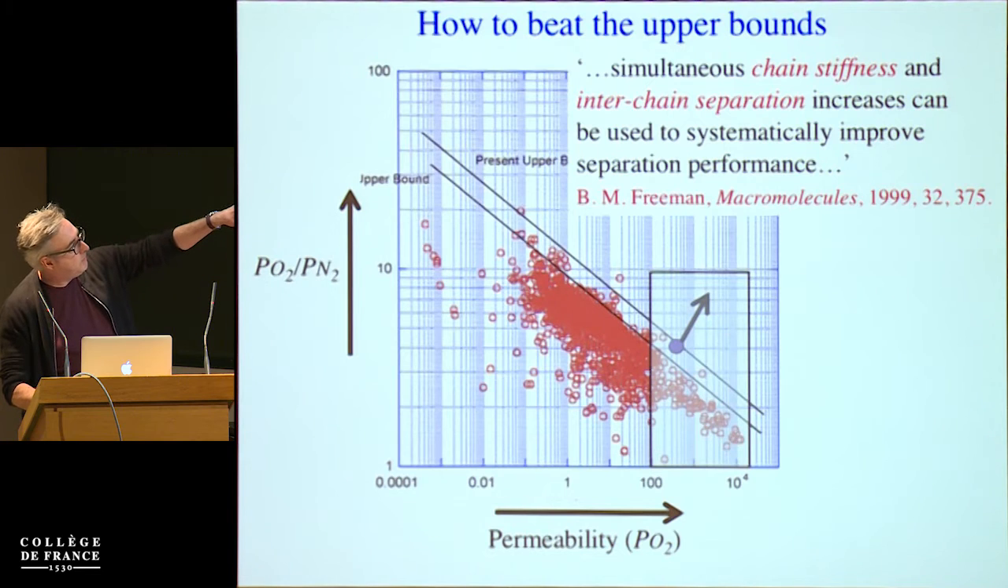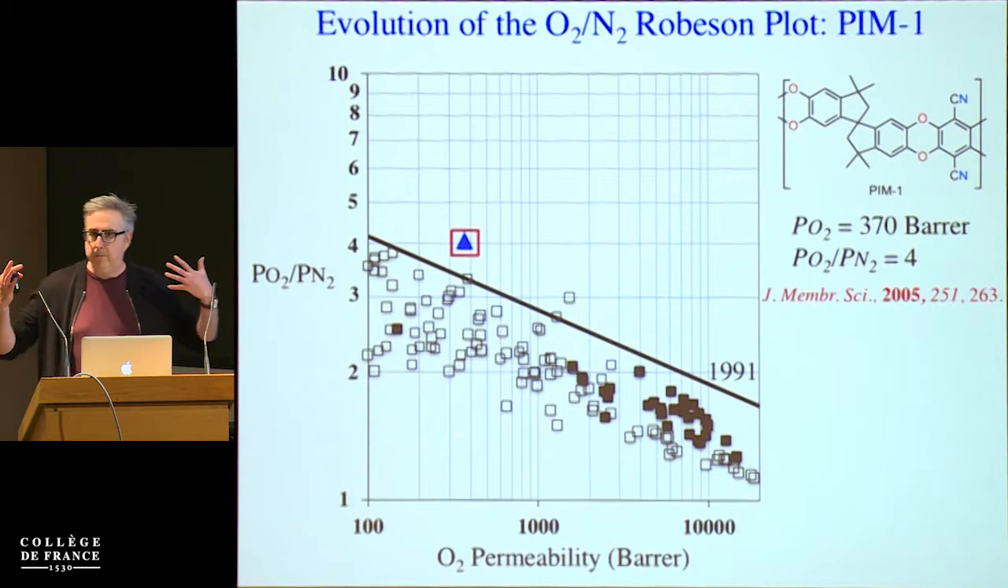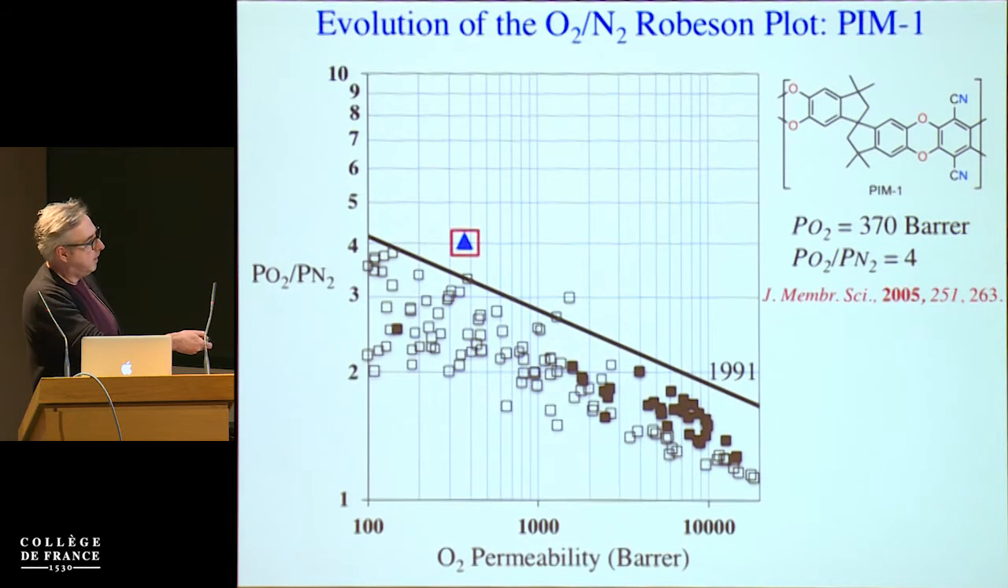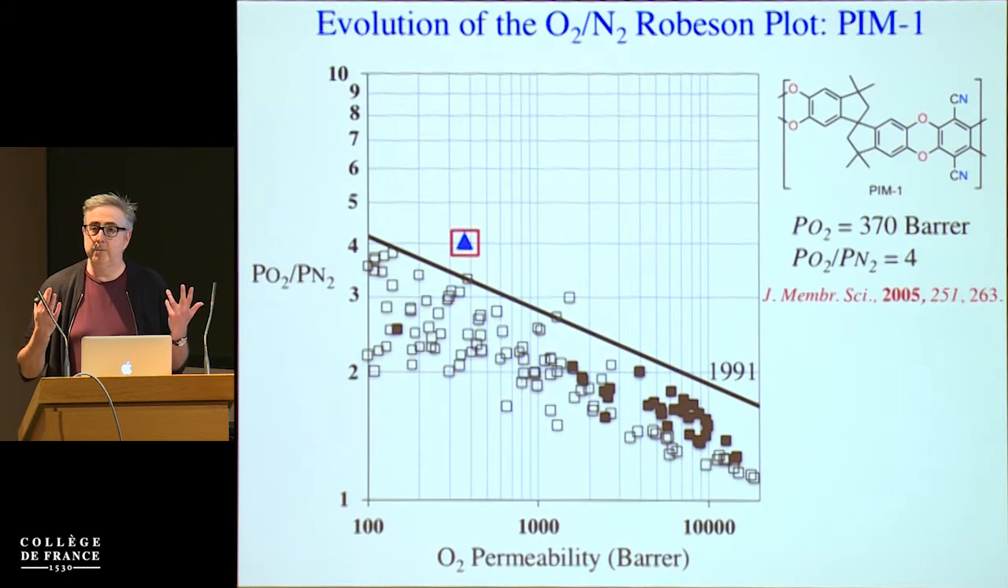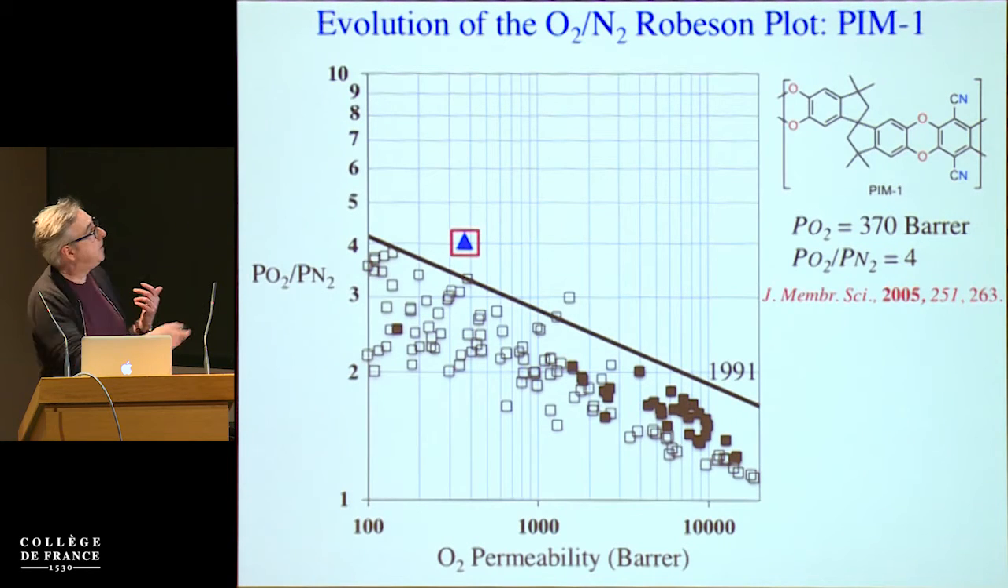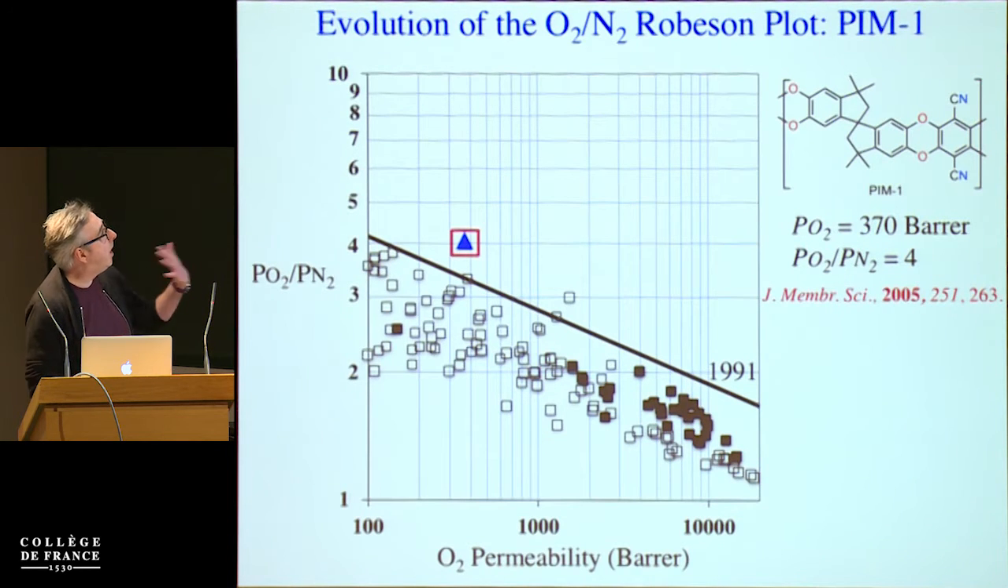I'm just going to show you the development of PIMs by expanding out the highly permeable portion of the Robeson plot, going from 100 to 10,000 barrer. Before PIM1 came along, we just had these various black dots. These are all basically polyacetylenes, in most cases, with a few polyamides on there. But as you can see, they all fell below the 1991 upper bound. And when PIM1 came along in 2005, it's considerably above the upper bound. It's a higher selectivity than you might have anticipated for the permeability.